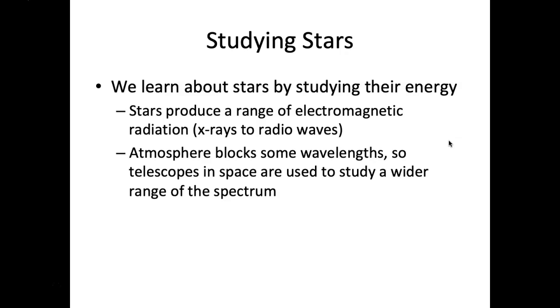How we learn about stars is by studying their energy. Stars produce a whole range of electromagnetic radiation, anywhere from X-rays all the way out to radio waves. What we know is our atmosphere will block some of those wavelengths. So in order to study these stars, we actually use telescopes in space in order to pick up this wider range of the spectrum of light and energy that these stars radiate.